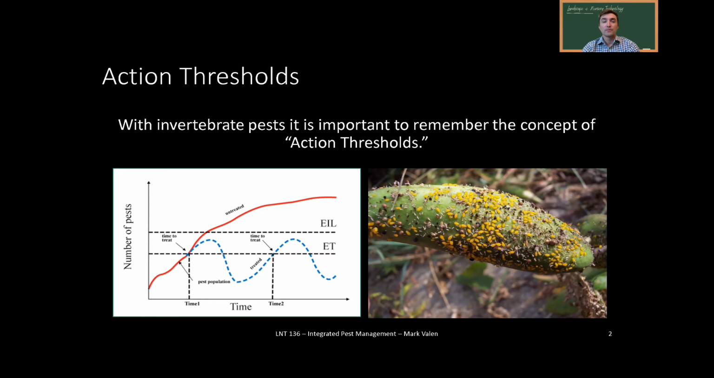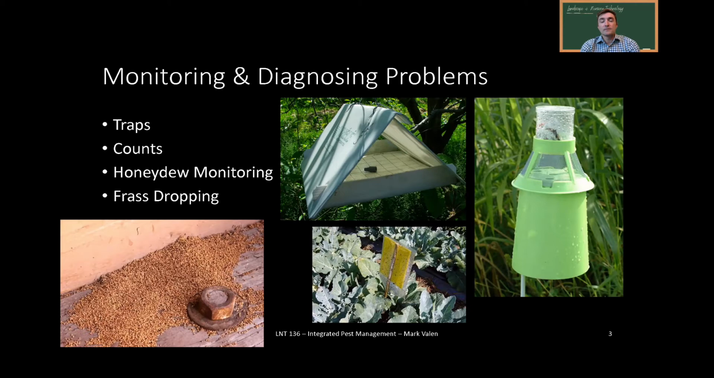So how do you know? How do you watch for the insect pests? Well, there are many methods for monitoring and diagnosing plant problems caused by invertebrate pests. And again, we're looking at signs and symptoms. We're watching the plant to observe the type of damage. We're looking for the physical presence of the organism or signs of the organism.